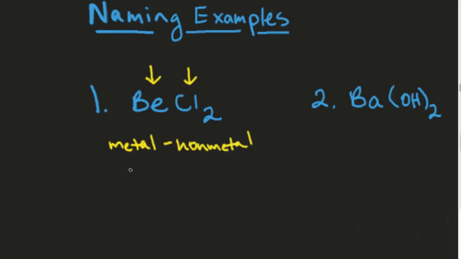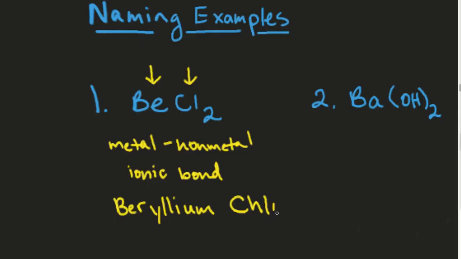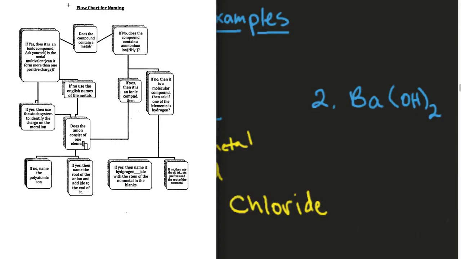So the way you do nomenclature for ionic bonds is you state the full name of the first element, so it's going to be beryllium, and then you use the root word chloride, add the "ide" suffix, okay?